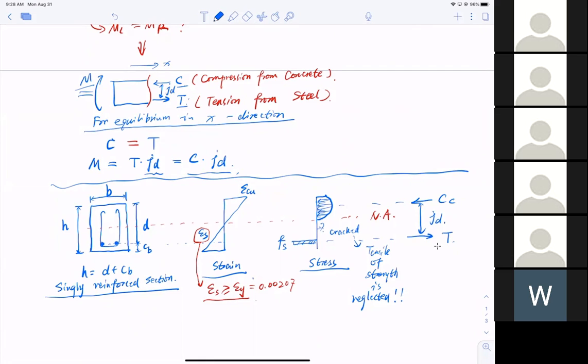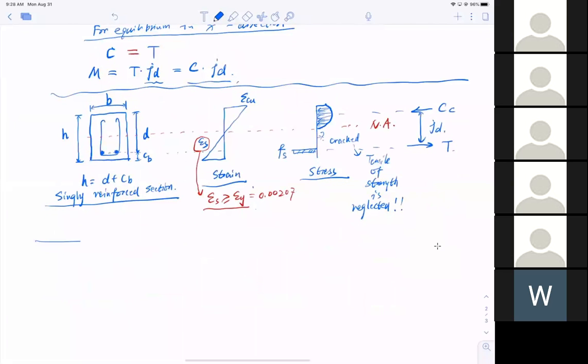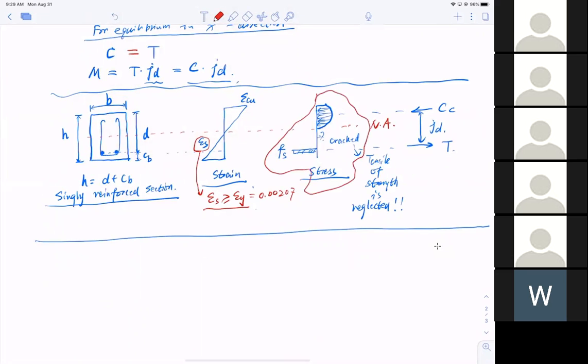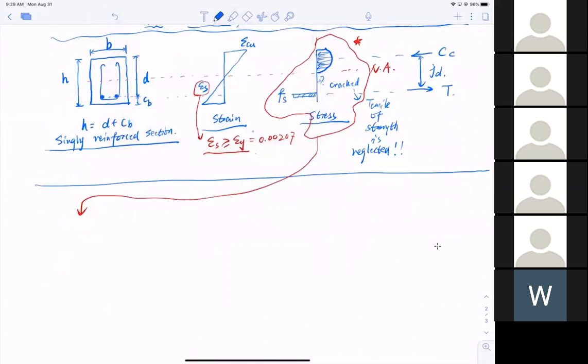But there's a problem. What problem? I'll show you. Before I realize the problem, I'm just going to proceed. Let me take this stress distribution out here and find out what it looks like. Again, a very weird shape, half parabolic, half rectangular. And I have a tension force from the steel, and that's it.